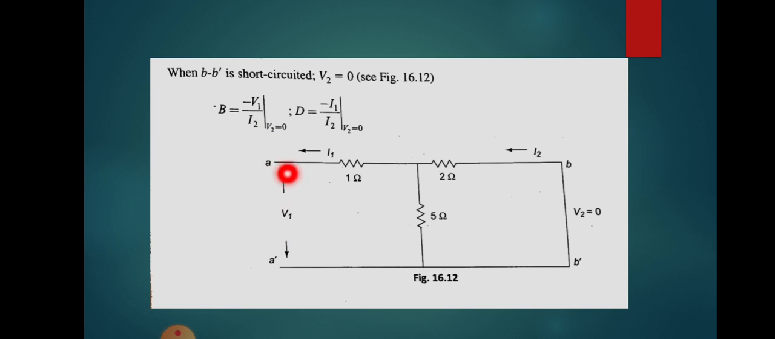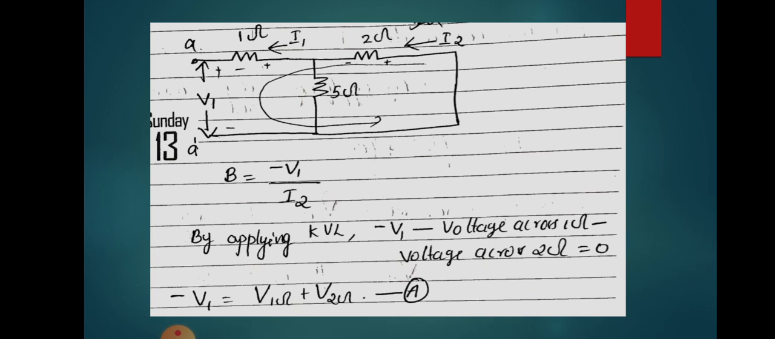Either you can find V1. Here you can see what is V1. V1 is the voltage drop across 1 ohm plus the voltage drop across 5 ohm, right? That is the value of V1. Let us see. See, this was our circuit. I am redrawing that circuit like this, and this is our equation. This is our equation, okay?